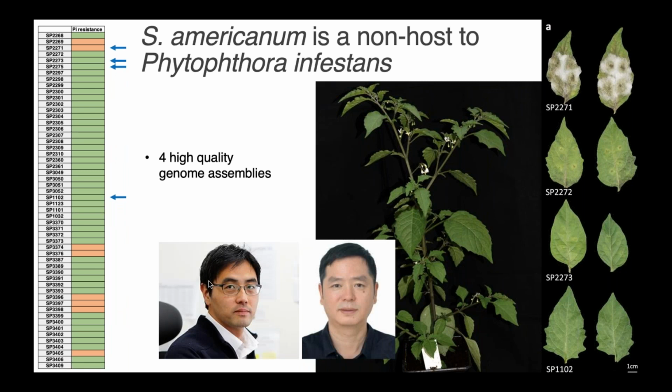In addition to using RenSeq, we have developed 4 reference genome quality assemblies with 2 different collaborations. We collaborated with Ki-Hoo and Sohn's group from Korea to sequence SP2273 and 2275, and with Simon Wang's group based in China to sequence 2271 and 1102. With the combination of our RenSeq data and our whole genome data, we can now rapidly position genes within the genome and identify co-segregating candidates.